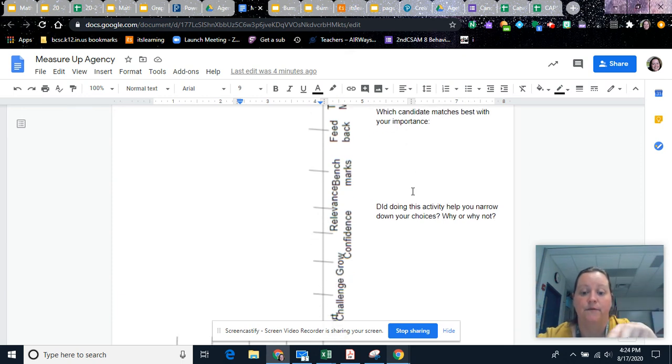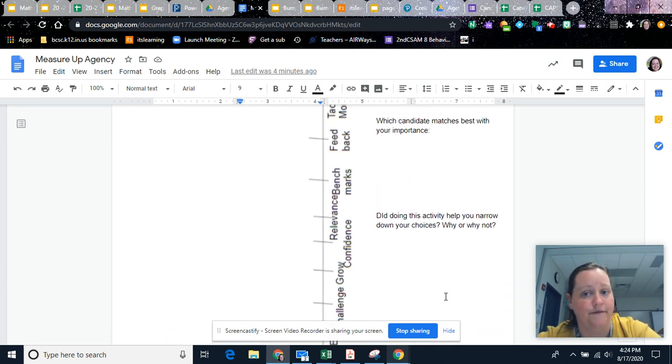And then the second one is, did doing this activity help you narrow down your choices? Why or why not? So thinking about what you did and looking at everyone's agency, did it bring someone new to mind that maybe you'd want to vote for or work on their campaign for? Or did it surprise you? So I want you to talk to me here about how doing this activity helped you with understanding who you're going to vote for based on their agency platform alone. Okay, that doesn't mean that's who you're voting for, but based on their agency platform.